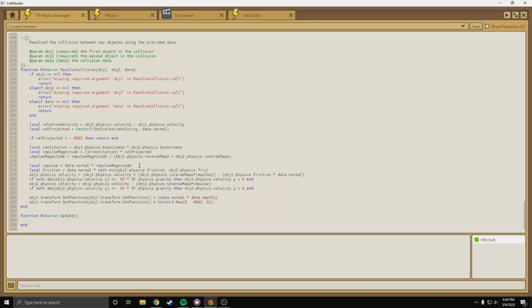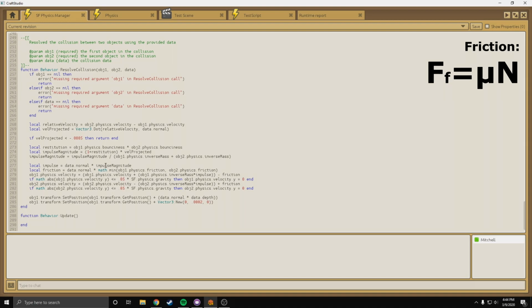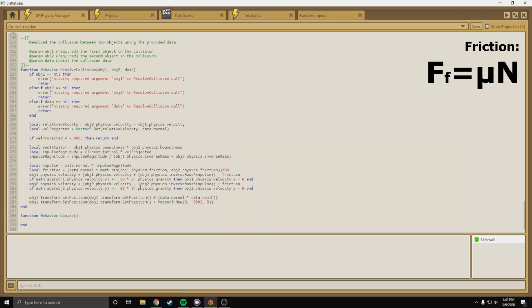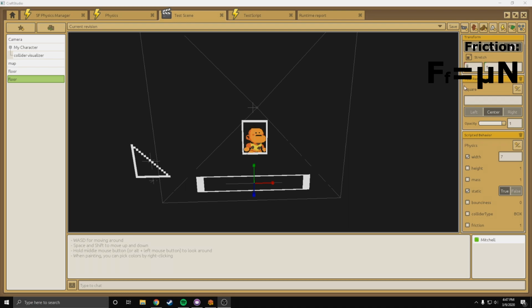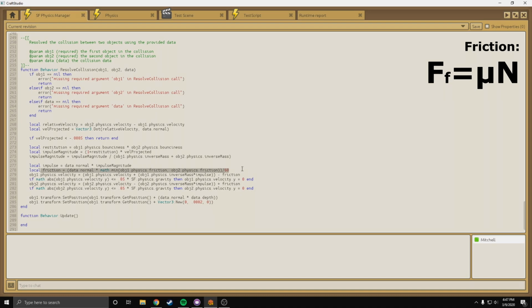If we look at the equation for friction, we see that the force of friction is equal to mu times the normal force. Mu is the coefficient that we are worried about, so that's what the developer would manipulate. And N is the normal force that we get from our collision data. So that's useful. We basically have everything we need.